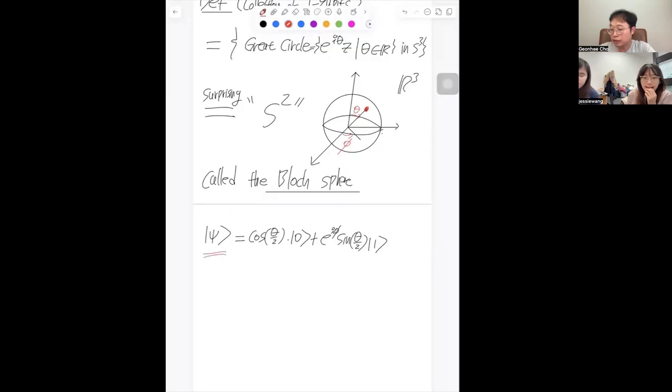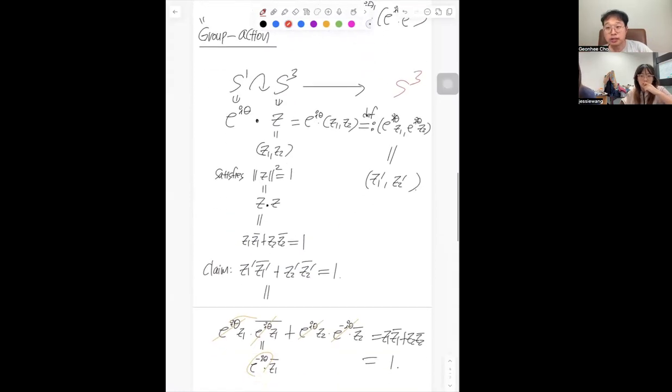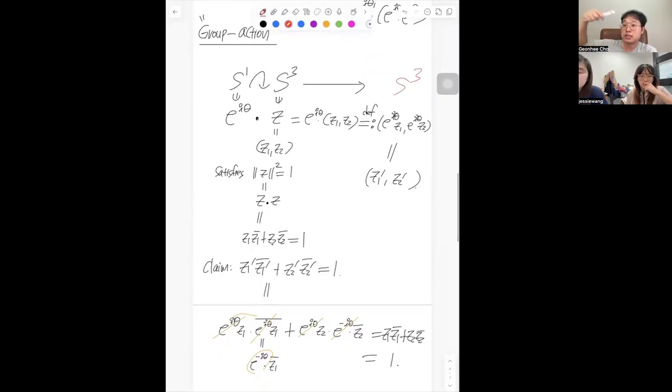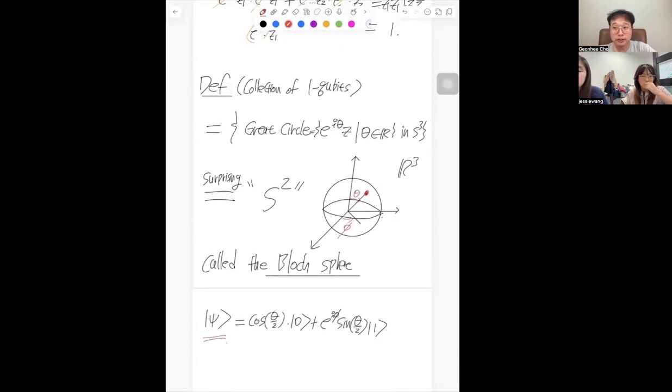That determines the unique one qubit. So the collection of the one qubit, in summary, is nothing but a two-dimensional sphere coming from this group action, in a way that we consider the great circle in S3, and by using geometry, it can be identified as a two-dimensional sphere that we will call the Bloch sphere.